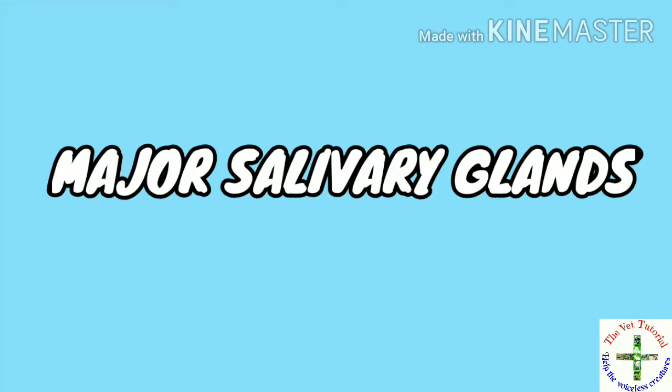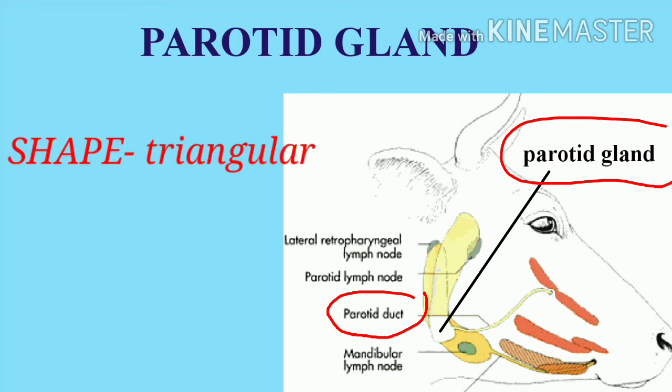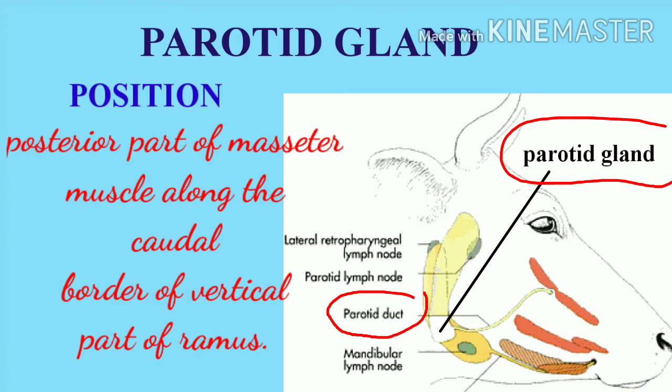Let's first study about parotid gland. It is named from its proximity to the ear and its shape is triangular and its color is reddish brown. And it lies on the posterior part of the masseter muscle along the caudal border of the vertical part of the ramus of mandible.